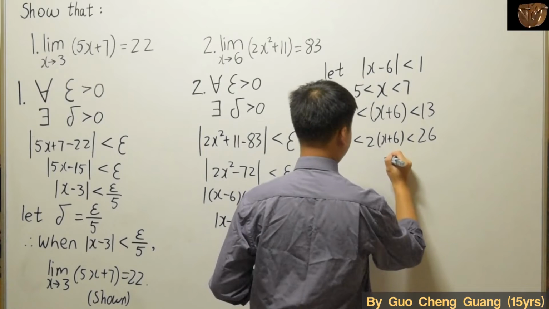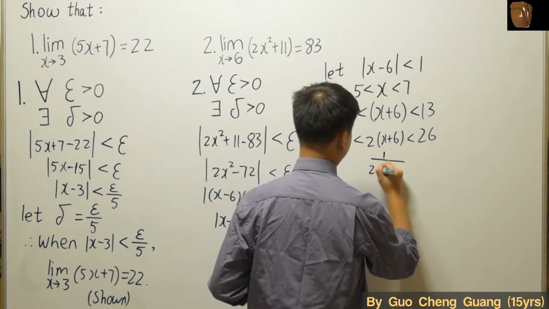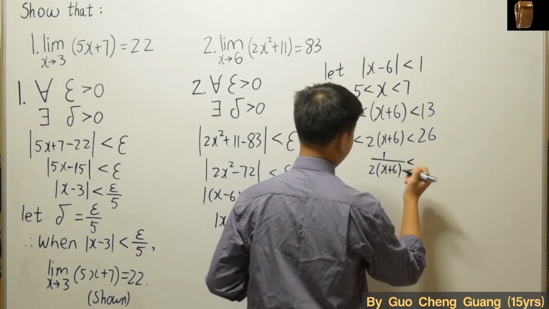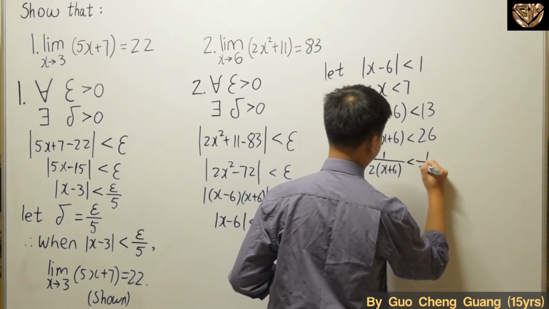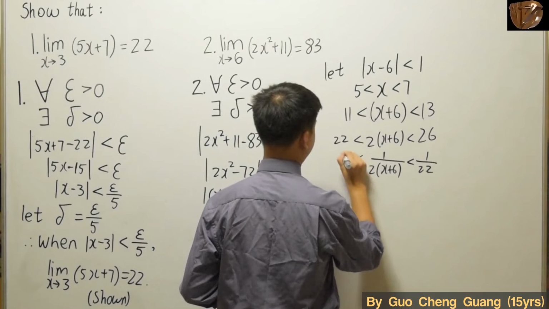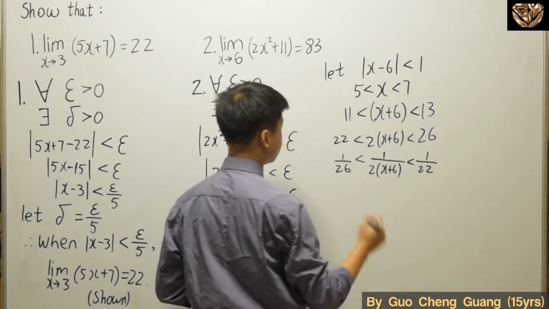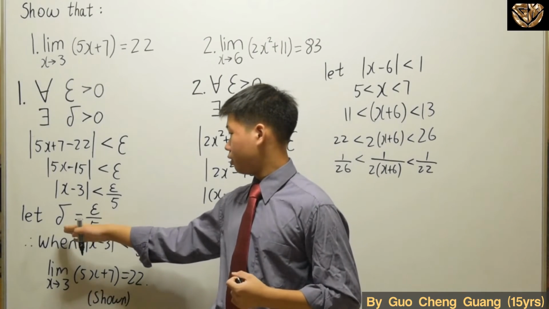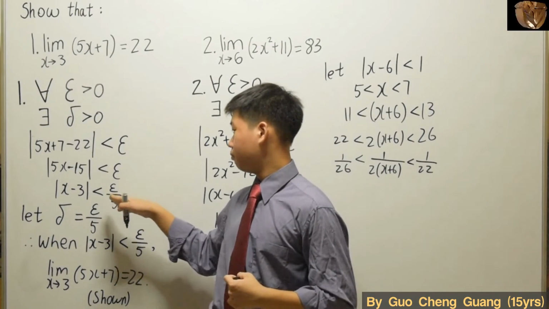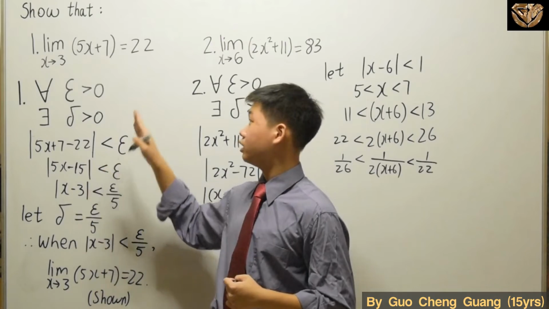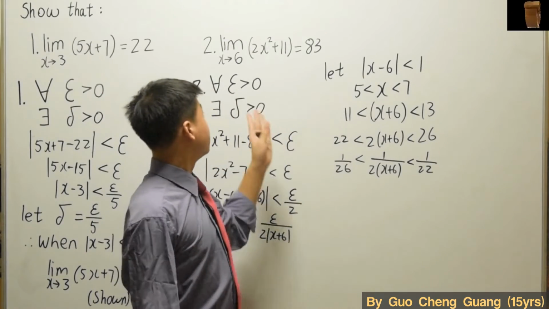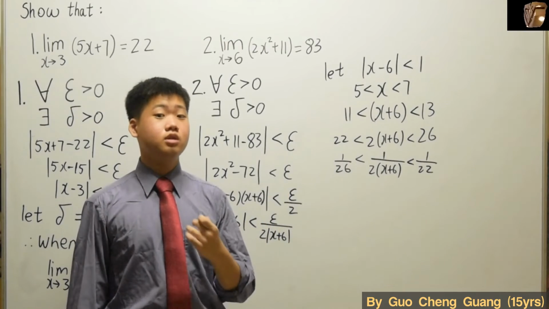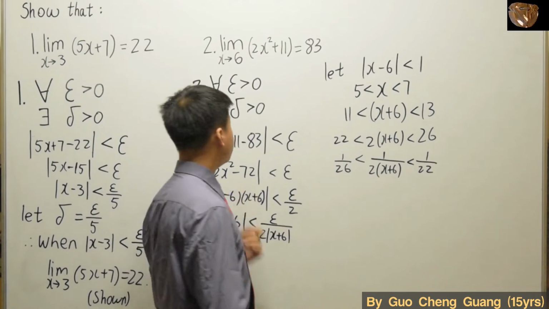So now how about we take the reciprocal of it? So now it has become smaller than 1 over 22 and greater than 1 over 26. So in the previous question, we had this delta, which would be whatever you have for x minus 3 in this case. Well, here it will be x minus 6. So now, how do we determine this delta?